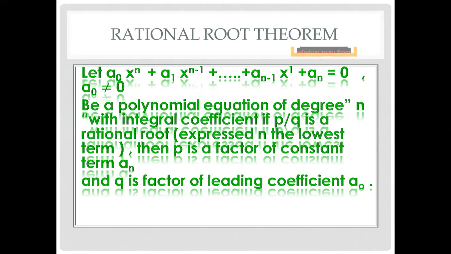First, before starting the exercise, we see what the rational root theorem is. The polynomial is given to you: a naught x^n plus a1 x^(n-1) plus and so on plus a(n-1) x plus an is equal to 0. This is the general form of any polynomial, where the degrees of the variable are positive, and a naught is not equal to 0. A naught means the coefficient of the leading term must be other than 0. Be a polynomial equation of degree n with integral coefficients, if p over q is a rational root.